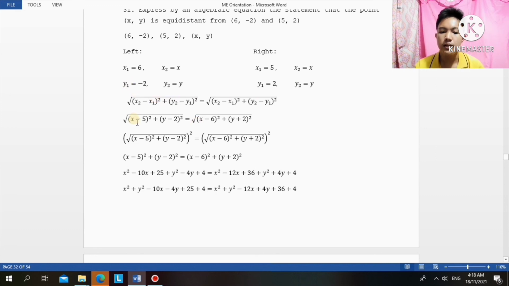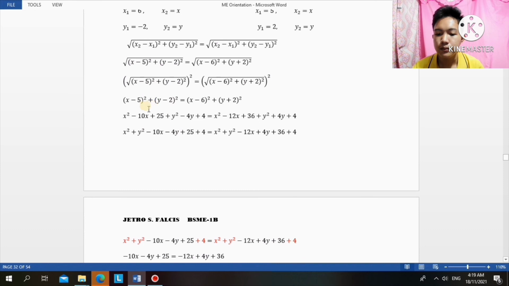Our equation will be the square root of (x - 5) raised to 2 plus (y - 2) raised to 2 is equal to the square root of (x - 6) raised to 2 plus (y + 2) raised to 2. So, square both sides to get rid of the radical sign or the square root. Our equation will be (x - 5) raised to 2 plus (y - 2) raised to 2 is equal to (x - 6) raised to 2 plus (y + 2) raised to 2.